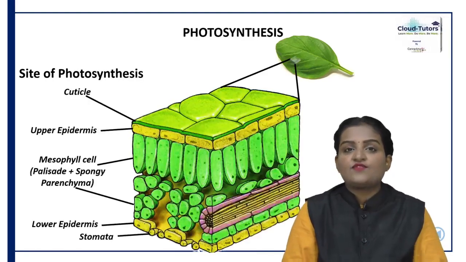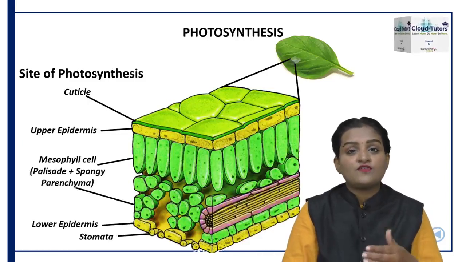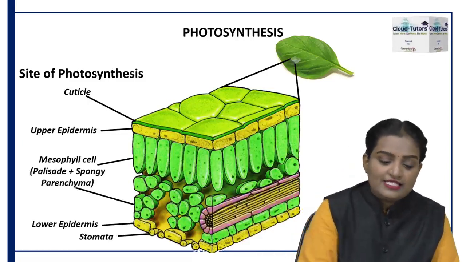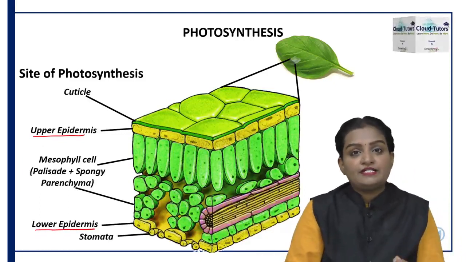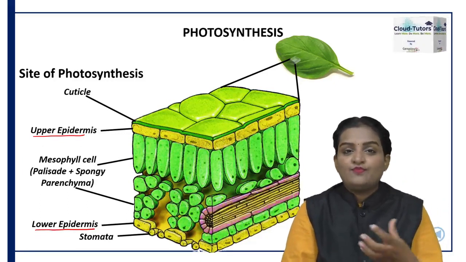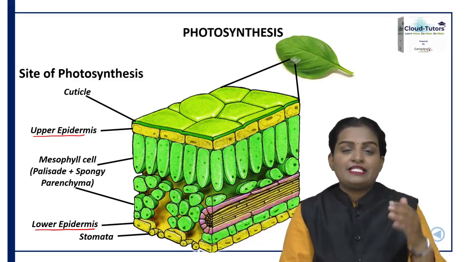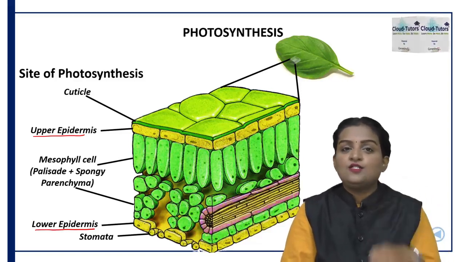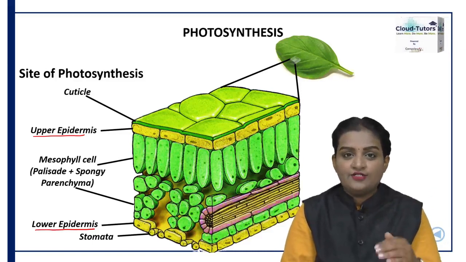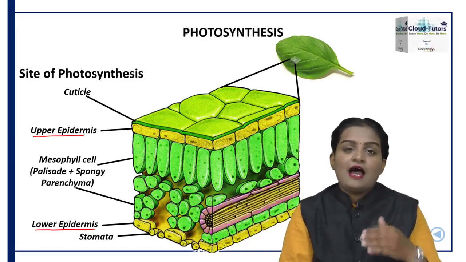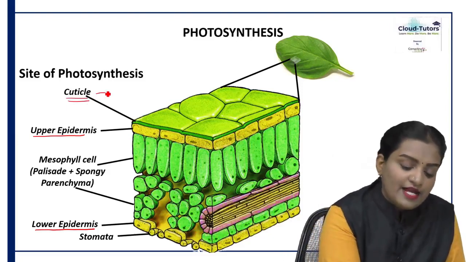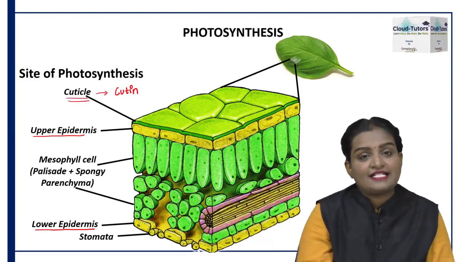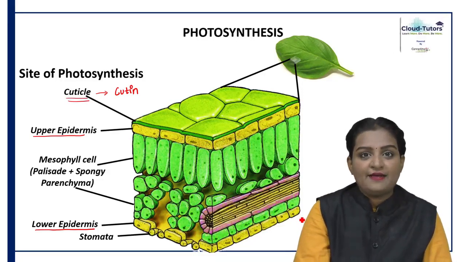So in green leaves, if you see the structure or cross section of a leaf, you will see upper epidermis and lower epidermis. Epidermis acts as a skin to the plant body. So upper means it is facing towards the sun, lower which is facing away from the sun towards the ground. Upper epidermis has a layer known as cuticle, which is made up of a material known as cutin, which prevents excess water loss during daytime.